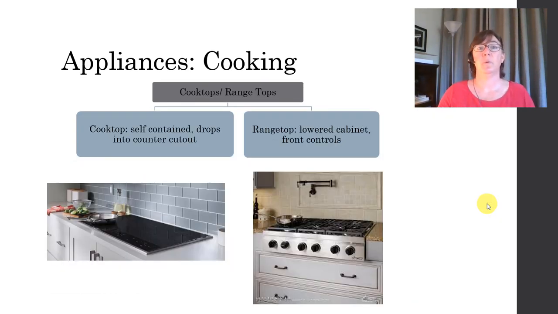Cooktops and range tops. Well, we already told you that a cooktop is self-contained and it drops into a cutout in your countertop. So take a look right here. See, this piece is a cooktop and it will drop into your countertop, and the counter just continues right on past it, okay? And your cabinets below are all at the same height. The range top, and here's an example of a range top, requires a lowered cabinet below it. See how the countertop is cut right here on either side, and the controls are in the front.